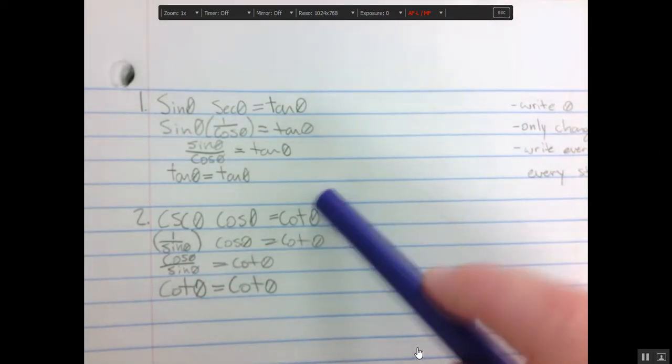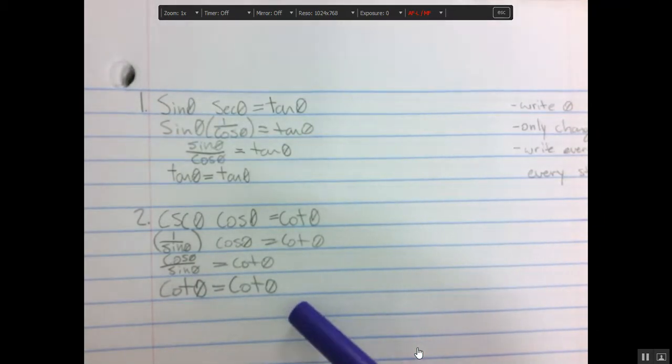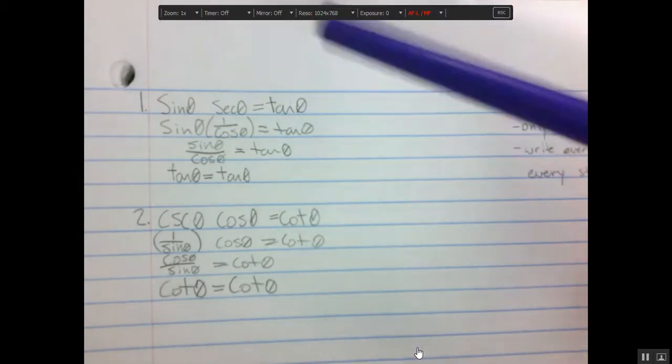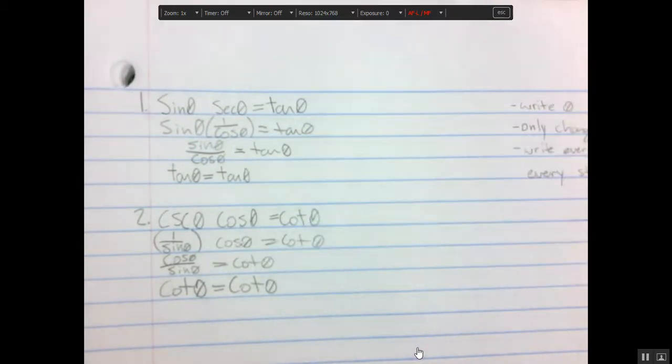Notice that the right side says equals cotangent theta for every single step. And notice that he didn't leave anything out. Like when he changed the cosecant theta to 1 over sine theta, he still copied this one down.